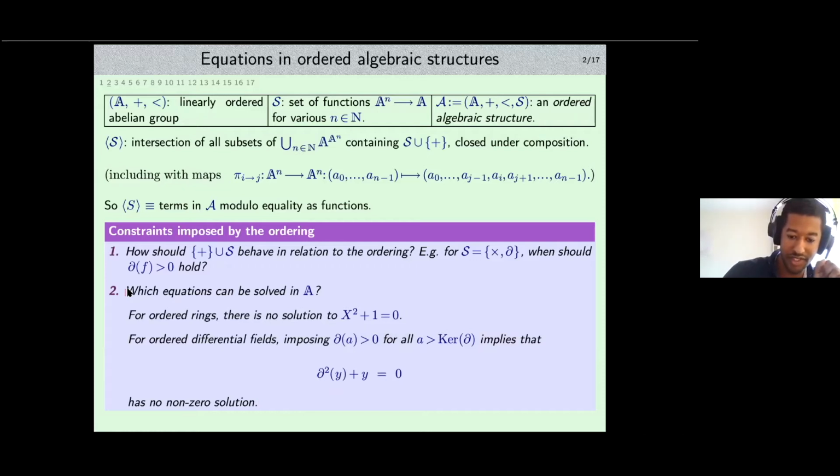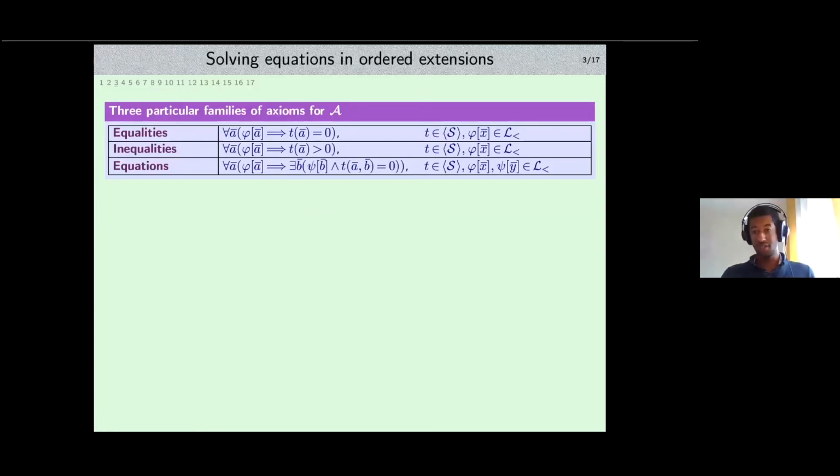To be more precise, I will consider three types of axioms on the structure. This is really vague stuff. I'm not doing real model theory, but it would be equalities, which would say when some term cancels, so is 0. Inequalities, which would tell when some term is positive. And then equations, which will tell when some equation, this thing here, has a solution, so when there is some term b such that this is 0.